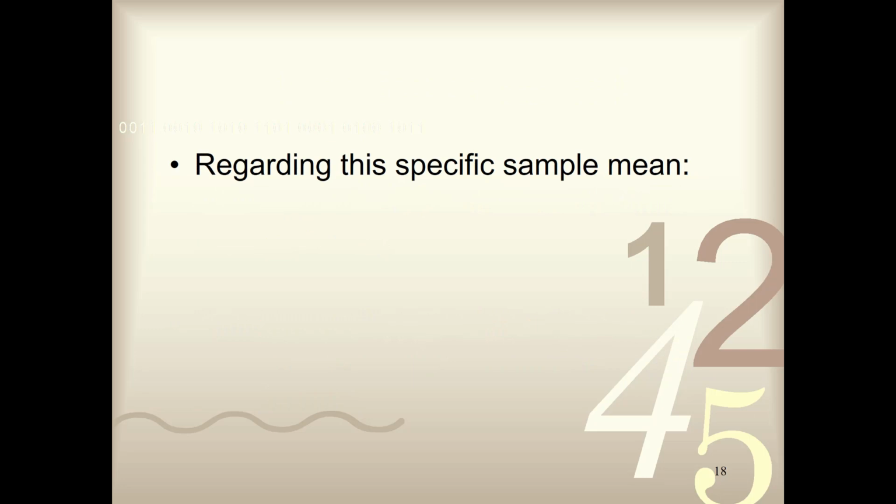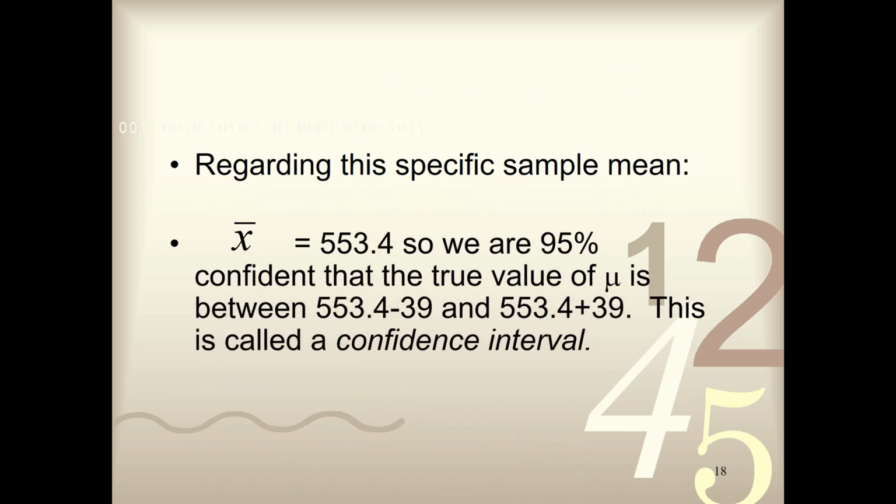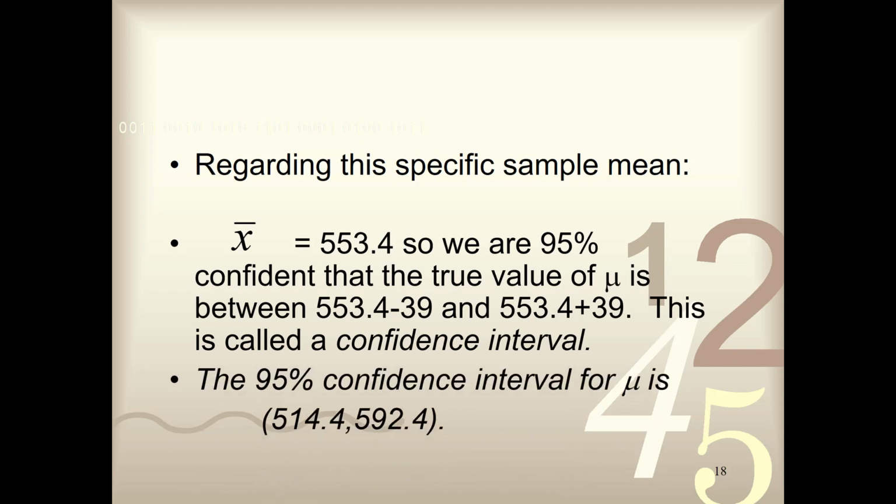But what's more commonly how we normally say this is basically we're 95% confident that the true mean, or population mean, is between 553.4 minutes minus the margin of error and 553 minutes plus the margin of error. That's called the confidence interval. So basically, I can be 95% confident that the population average number of cell phone minutes is between 514.4 and 592.4.